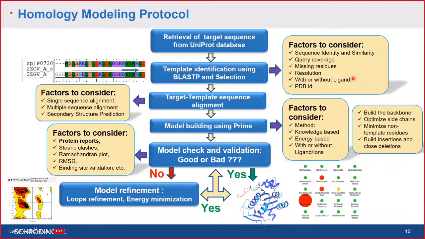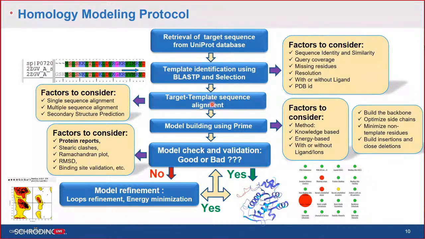With a ligand is always preferred in drug designing. Another thing is the activity of the inhibitor bound in the protein template structure. These are the factors you need to consider for the template. Then once you choose your template, you need to align the target and template sequences. For that, you can choose single sequence alignment, using a single template, or you can use multiple templates, or you can also use a secondary structure prediction method to predict the secondary structure of your target sequence.